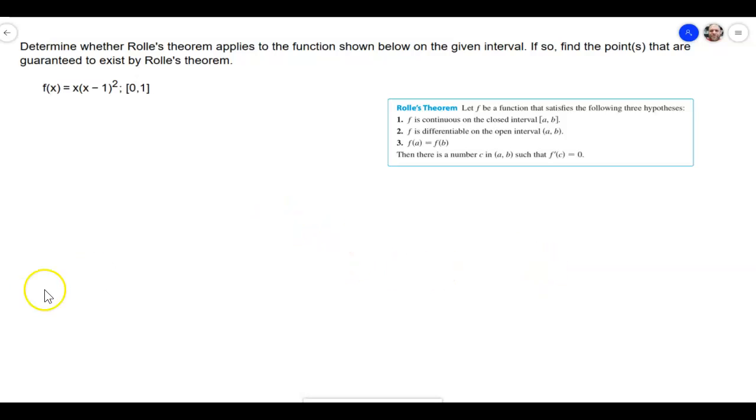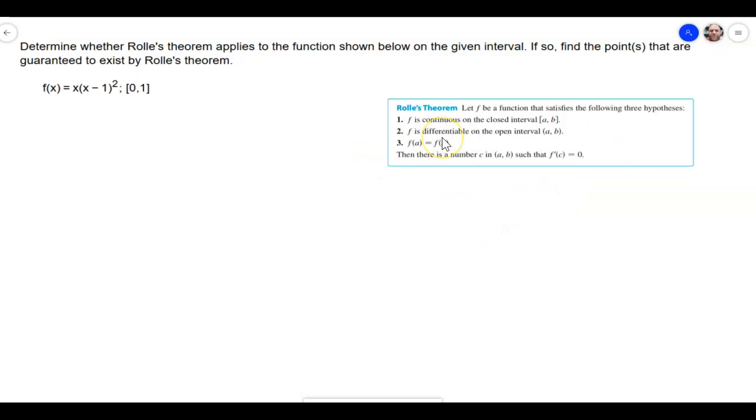Beckstrom, and today I want to take a look at an example from section 4.2. This is a problem involving Rolle's theorem, and the question says determine whether Rolle's theorem applies to the function shown below on the given interval. If so, find the points that are guaranteed to exist by Rolle's theorem. So they give us a function here, f of x is equal to x times (x minus 1) squared on the interval from 0 to 1.